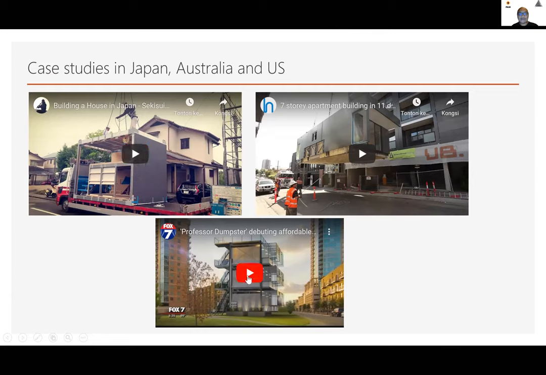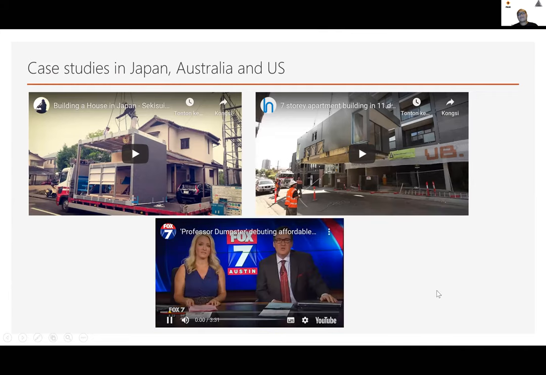This is a unit from US, Casita Homes, they call it, where the unit is flexible also in terms of... do you remember Professor Dumpster?